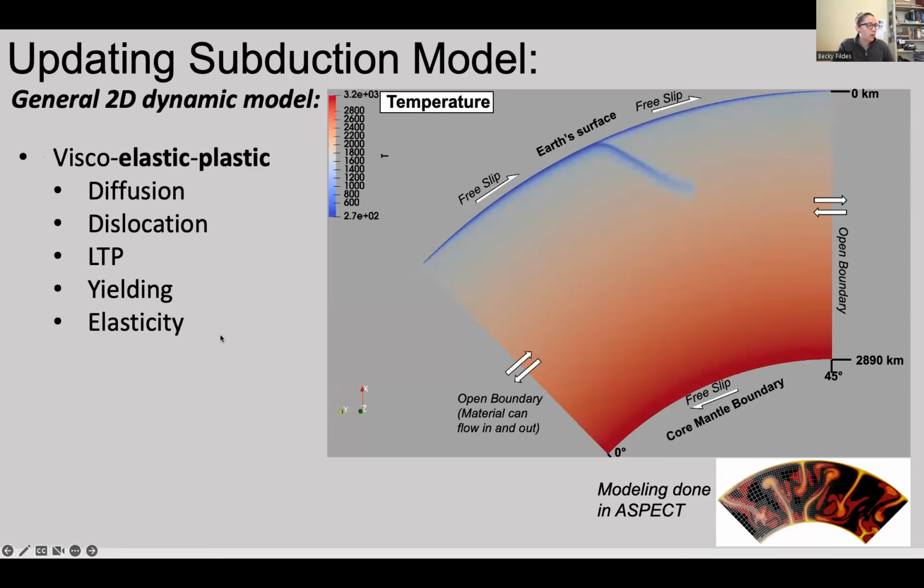Our updated subduction model is done in Aspect. The model domain, shown on the right, is a 2D chunk model extending from Earth's surface down to the core mantle boundary. I have free slip conditions on the top and bottom and open side boundaries. It includes viscoelastic plastic rheology, incorporating especially the low temperature plasticity and elasticity that we did not have in the previous models.